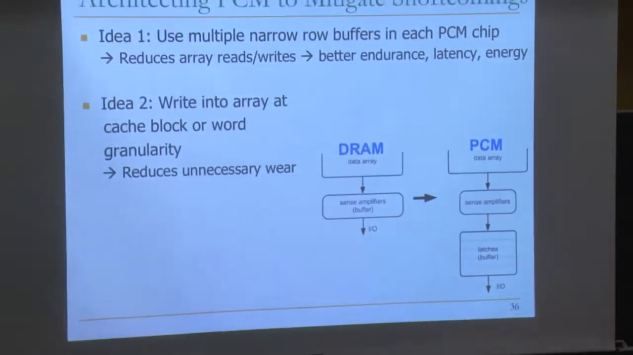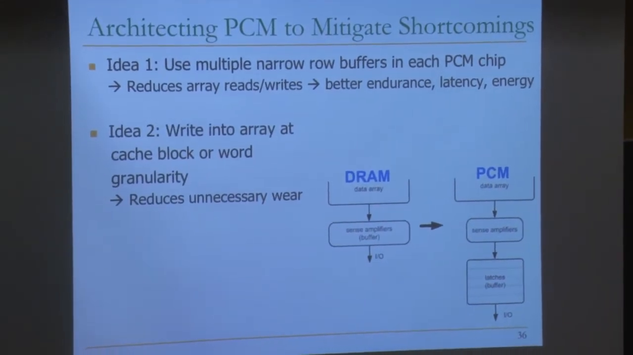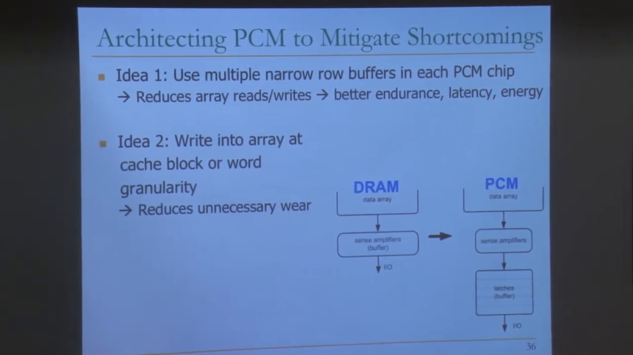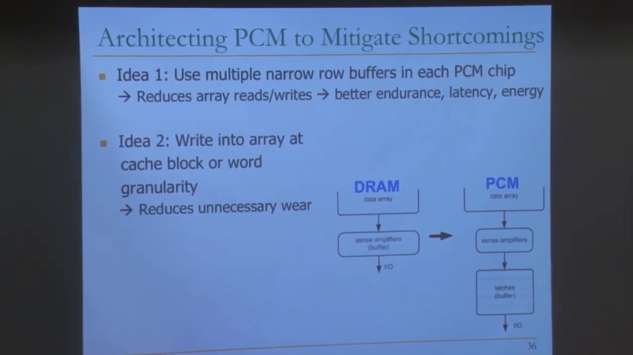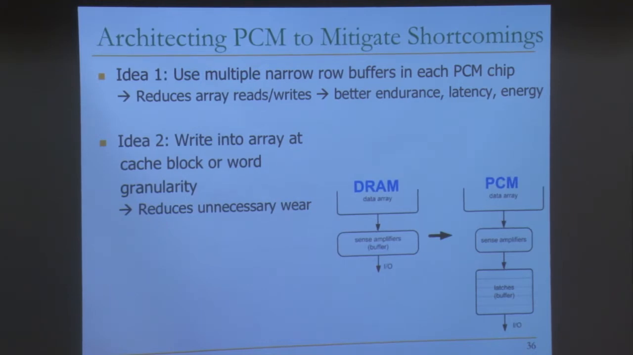So this paper proposed a couple of different ideas that I'll go over right now to help deal with these shortcomings. So the first idea was, instead of using one big row buffer like DRAM uses to buffer data that's read from the cells, what they proposed doing was using multiple narrow row buffers. So think of taking that same row buffer circuitry, chopping it up into maybe 16 pieces, and being able to operate them independently. Why is this good?